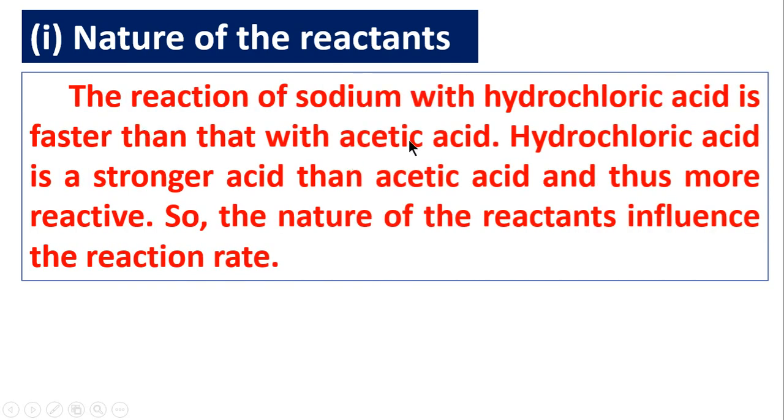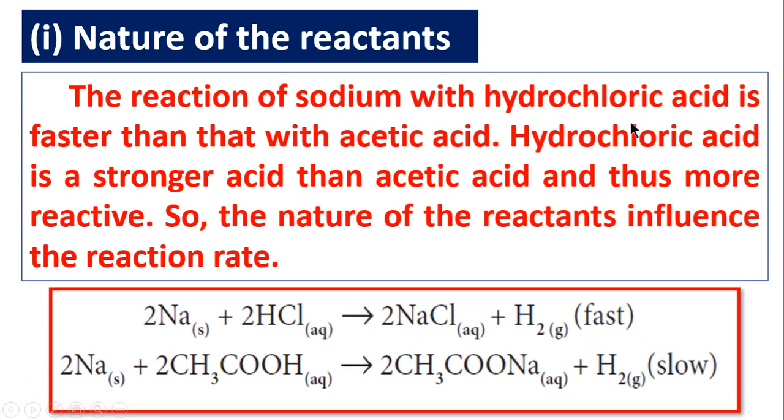The first one, nature of the reactant. The reaction of sodium with hydrochloric acid is faster than that with acetic acid. Here, hydrochloric acid is a stronger acid than acetic acid and thus it is more reactive. Hydrochloric acid is a strong acid. So, the rate of the reaction is very fast when compared to the rate of the reaction with acetic acid. So, the nature of the reactants influences the reaction rate.